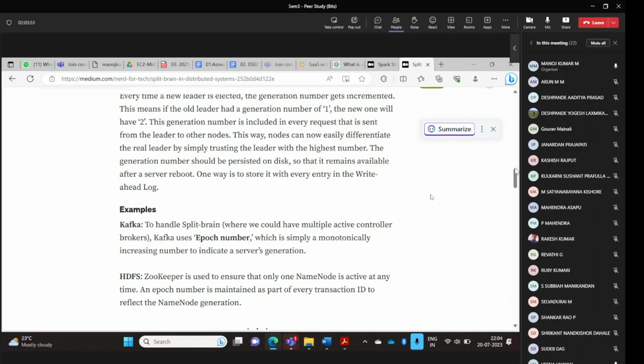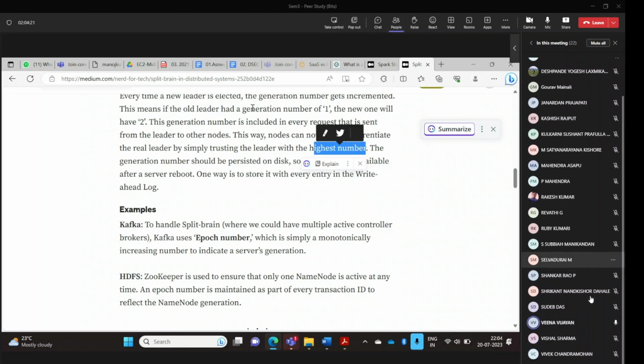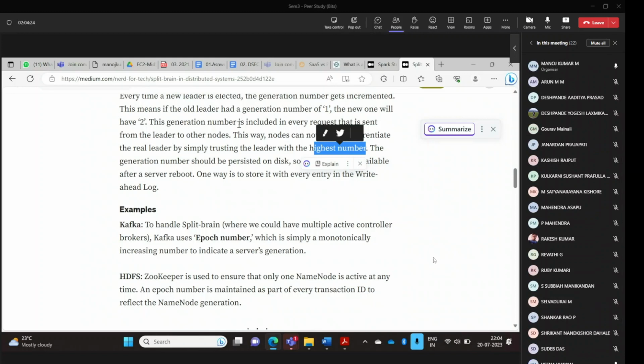So how is the election happening? So only the request from the leader with the highest number it will take. Whenever a request is sent, this epoch number is also passed. Once the system comes online, it will not realize immediately that it is not the leader. So it will take some time for it. So until that point of time, there are two leaders, right?